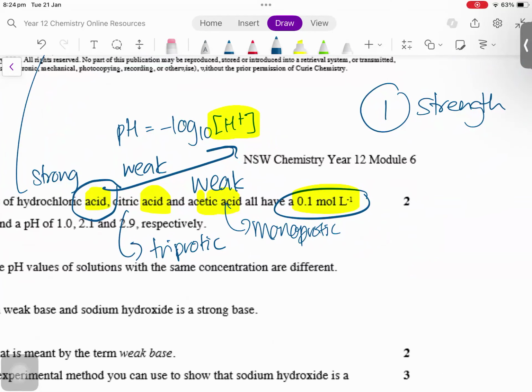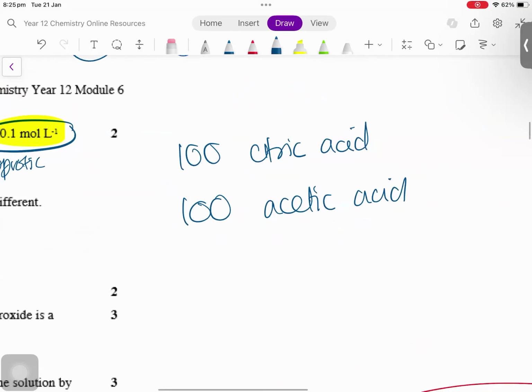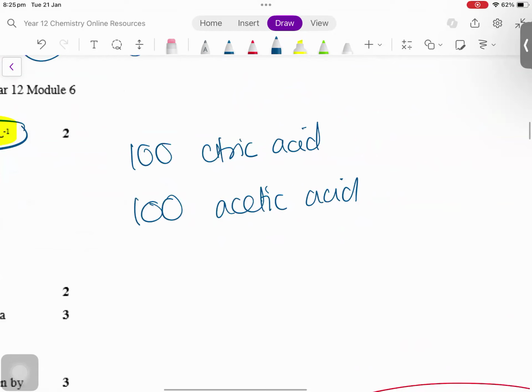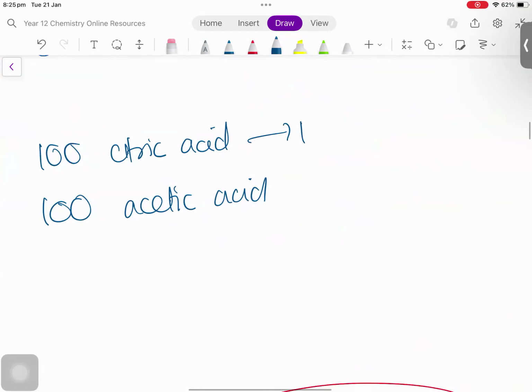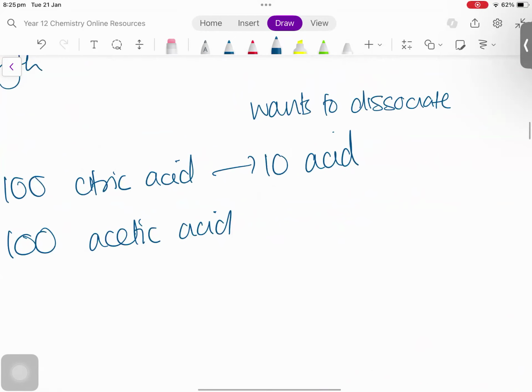Let's say you had 100 of the citric acid, and let's say you had 100 of the acetic acid. Yeah. But because it's weak, let's say only 10 of them actually want to dissociate. Okay. You have 100 molecules in total, but because they're weak, 90 of them, 90% of it doesn't even want to break apart. Only 10 of them are willing to. Yeah.